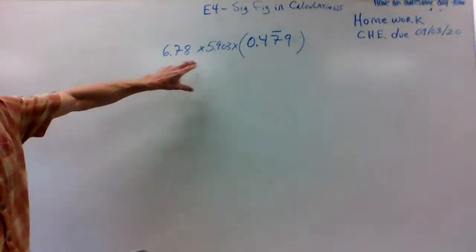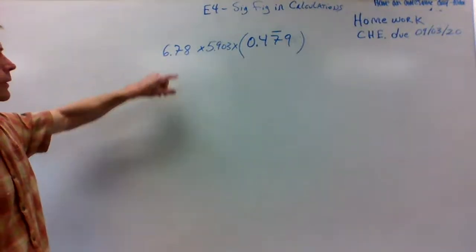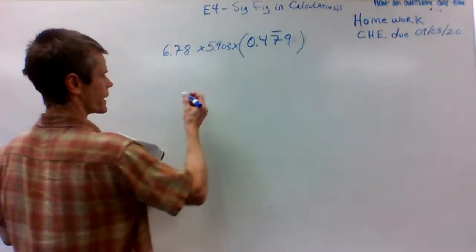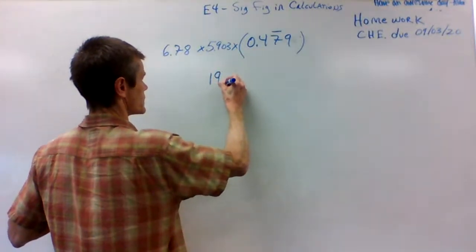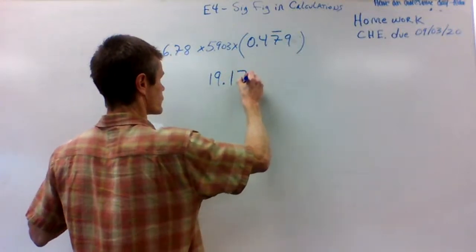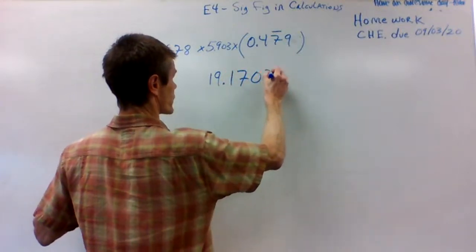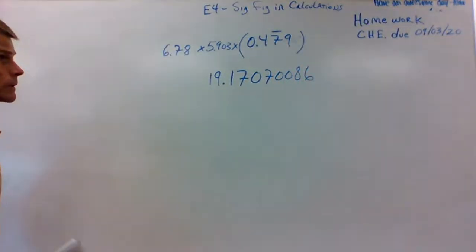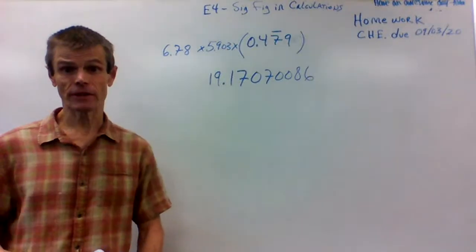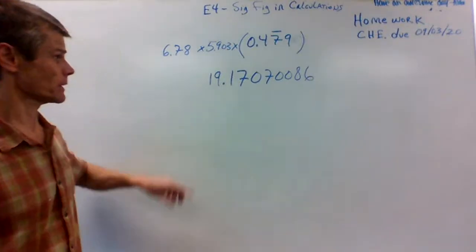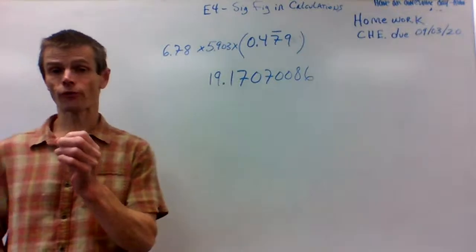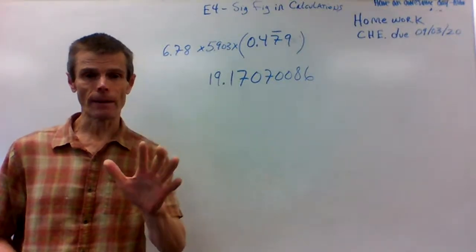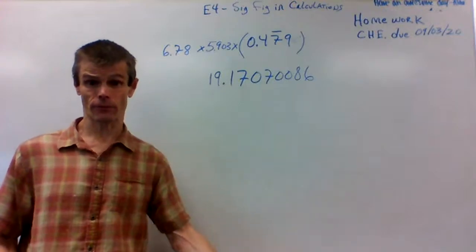Let's just multiply these numbers out. Put this into our calculator, multiply by that, multiplied by our answer, and we're going to get a number, 19.1707086. Now we have to ask ourselves, how many significant figures are we limited to in our answer? Remember the rules for multiplication and division. We're limited by the number with the least number of significant figures.